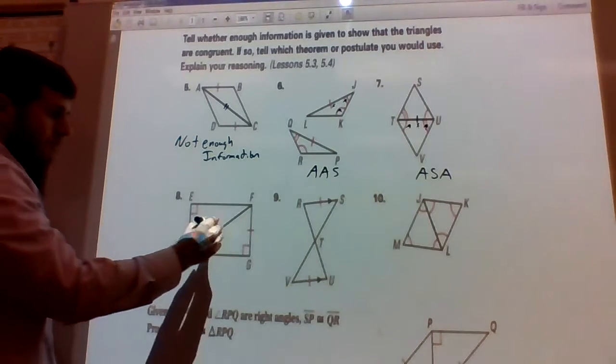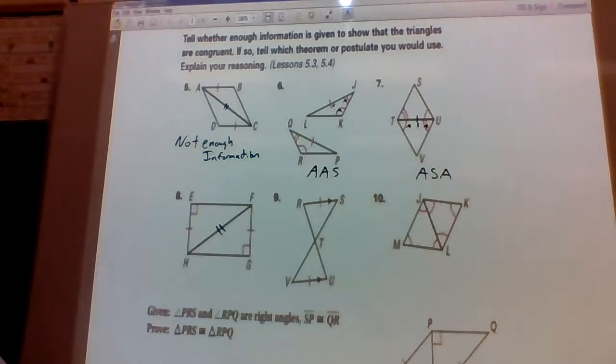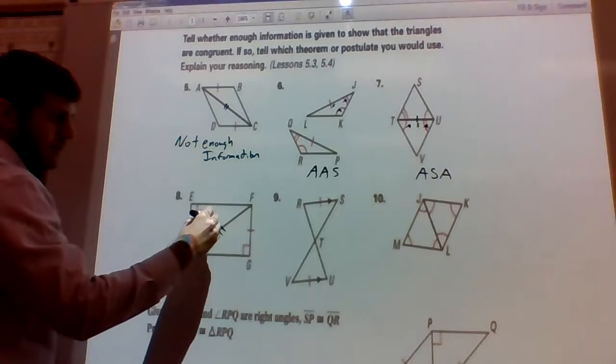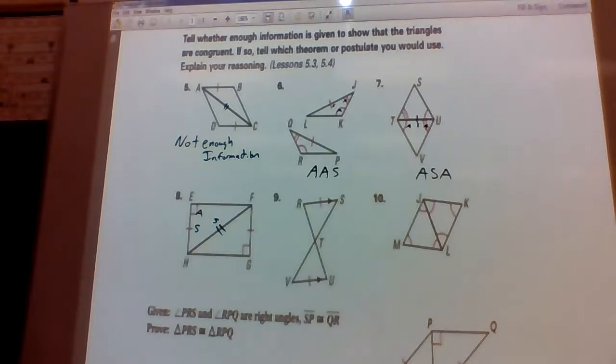Number 8, again, reflexive. Put those dashes in there. We know HF is congruent to HF by reflexive, or we know HF is congruent to FH by symmetric property. If we cover up one triangle and just look at one, we have an angle, a side, a side. Is angle, side, side one of our postulates? No, it is not.